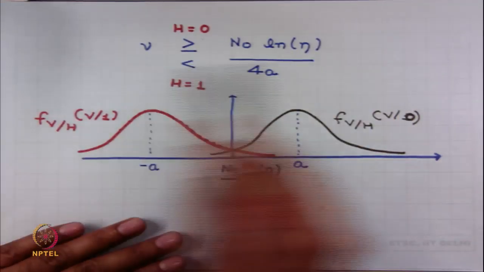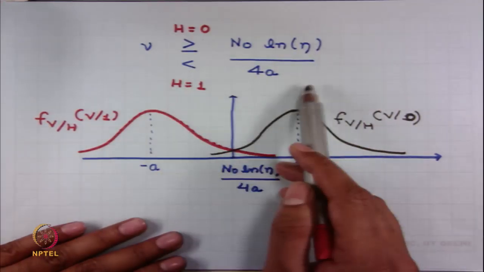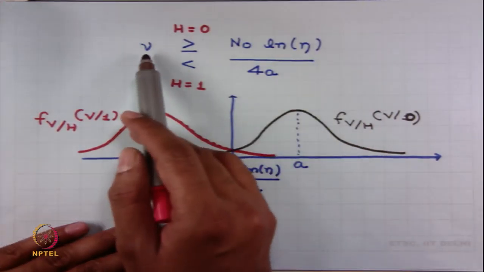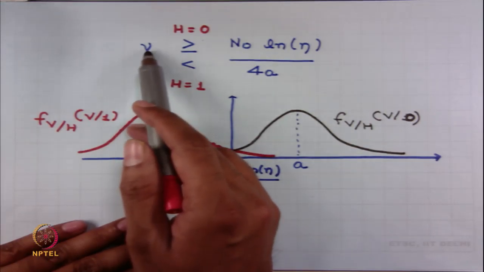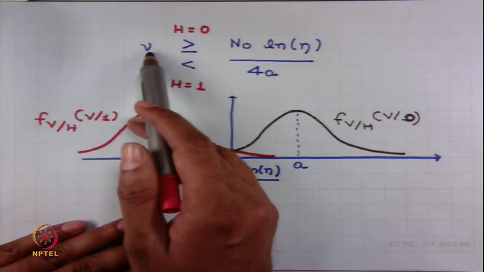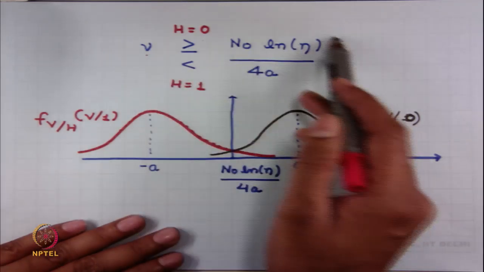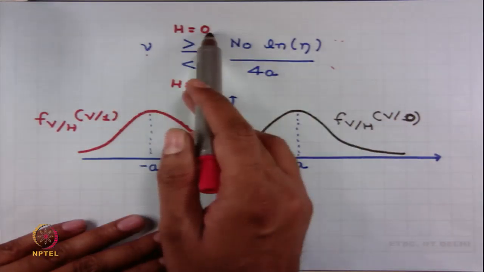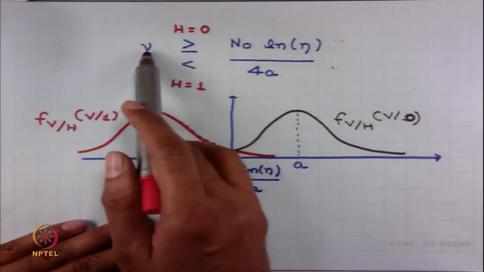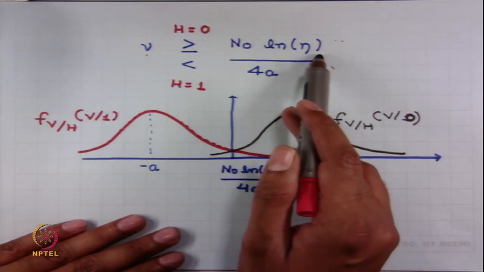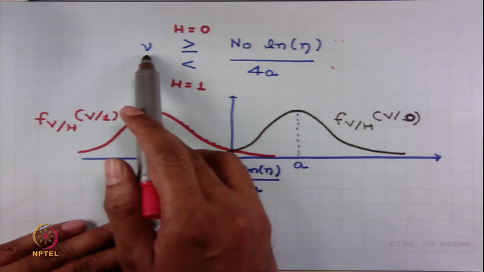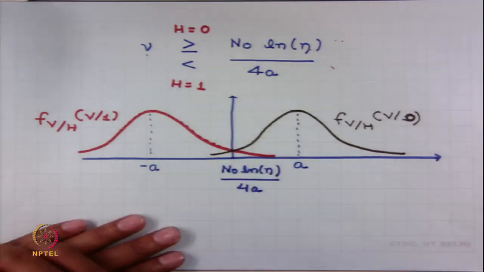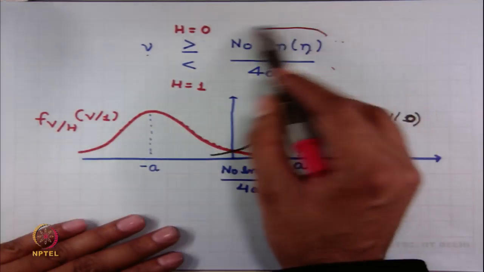The MAP rule that you can get is that the detector compares this V, which is the received value, or the numerical value of the random variable that the detector sees, with this threshold. It chooses hypothesis 0 if the numerical value of the random variable V is greater than this, and it chooses hypothesis 1 if the numerical value of V is less than this. So, this is the threshold.